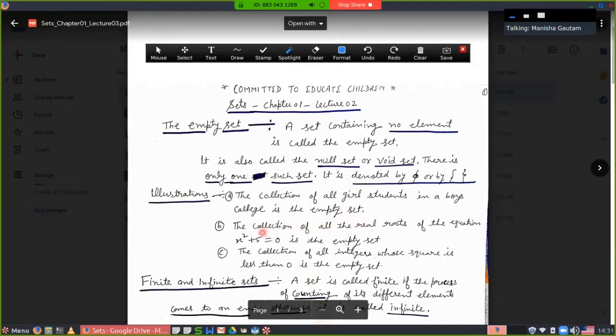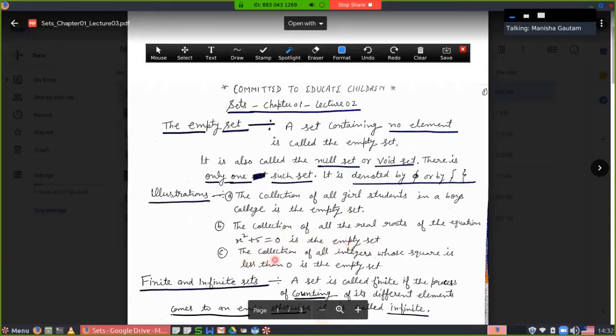Second example, the collection of all the real roots of the equation x square plus 5 equal to 0 is the empty set. Solve this equation. x square plus 5 is equal to 0. You will get x square is equal to minus 5. You will not get any number whose square is equal to minus 5. It means no number is there. That's why the set is an empty set, because you have to write down the solution in the set. No real solution is there, so the set is an empty set.